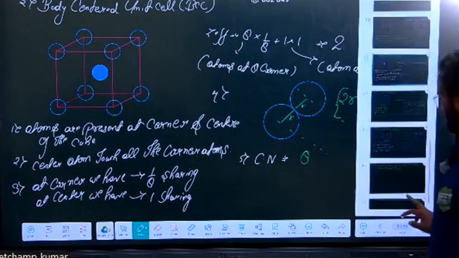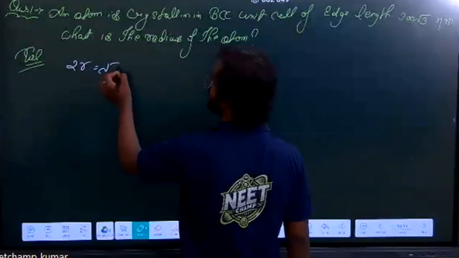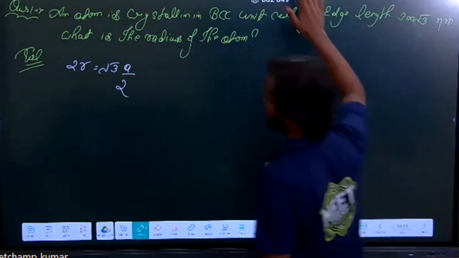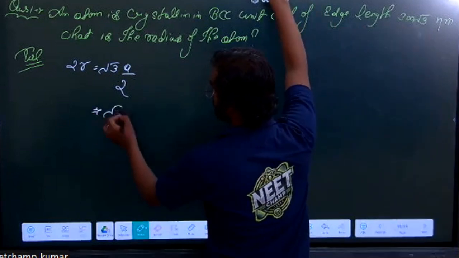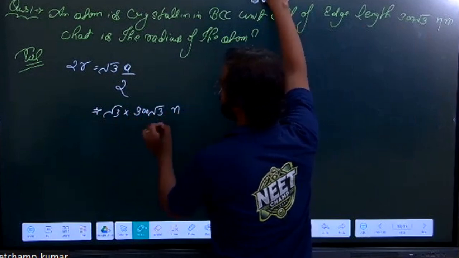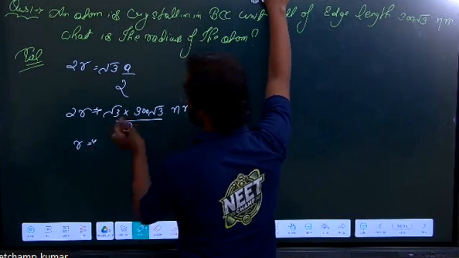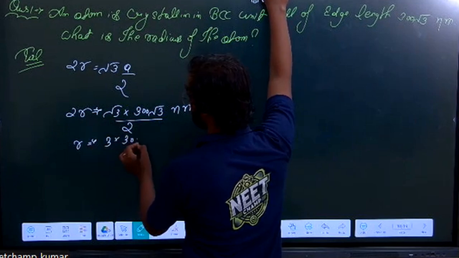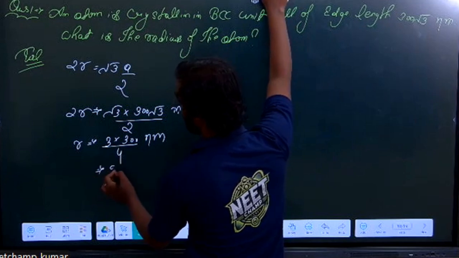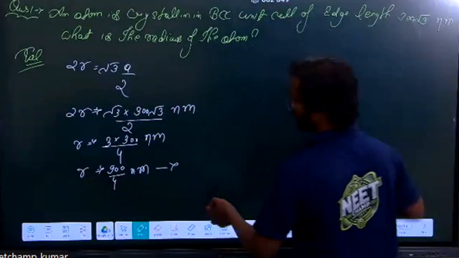So just use this formula now: 2R is equal to root 3A by 2, right? Now, edge length is given, right? Just put it here. Root 3 into 300 root 3 nanometer divided by 2 is equal to 2R. So we have to calculate R. That will be root 3 into 3, that is 3 into 300 nanometer. This 2 will come down, so it will become 4. So this is 900 by 4 nanometer. That is the radius. Simple.